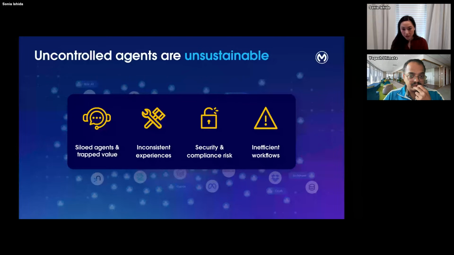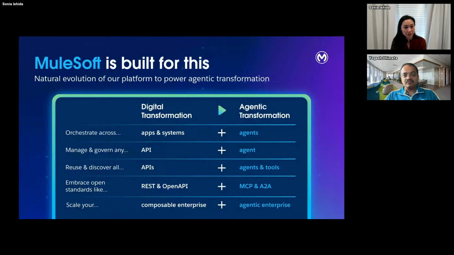So important to note here that the proliferation of agents is inevitable and it's an exciting thing, but struggling with these challenges is not. So now is the time to take control and harness the explosion of agents. And the good news is that we've been down this path before. Many of you, I'm sure, recognize a lot of the challenges that I just walked through.